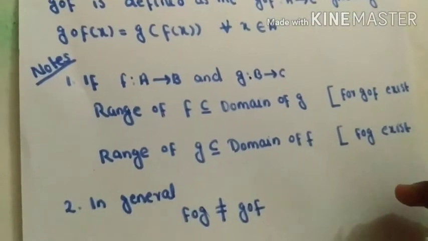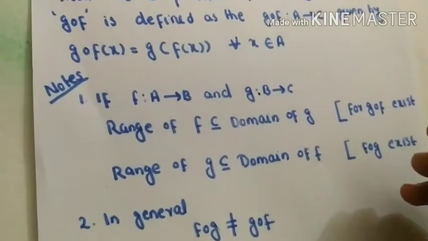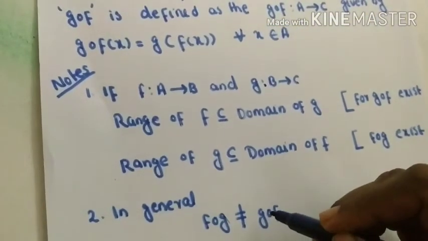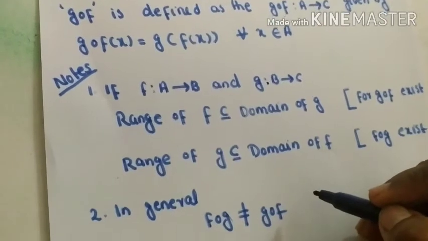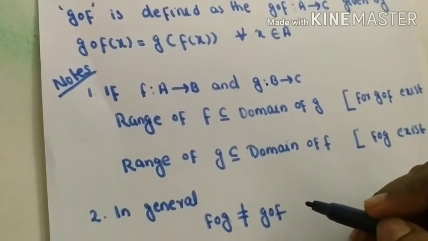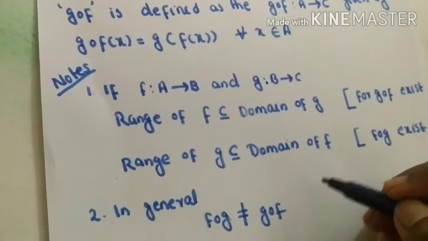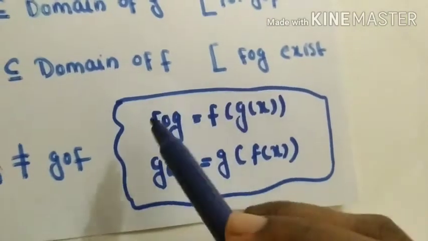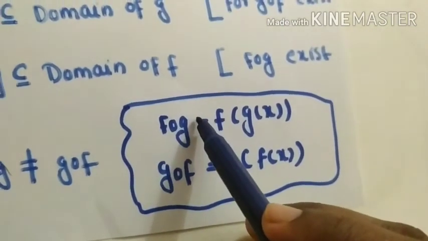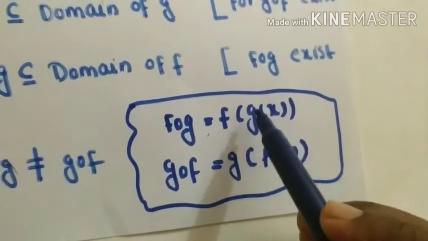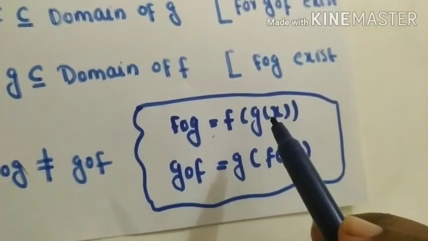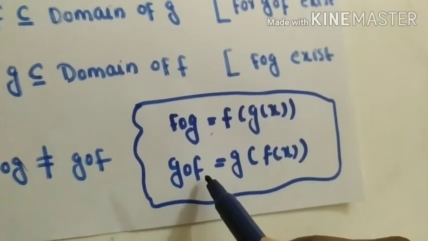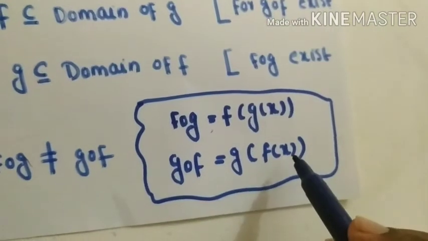In general, it brings us to the conclusion that f of g is not equal to g of f. Okay, f of g and g of f are not the same. Note that for f of g, g is operated first, followed by f. In case of g of f, f is operated first, followed by g.